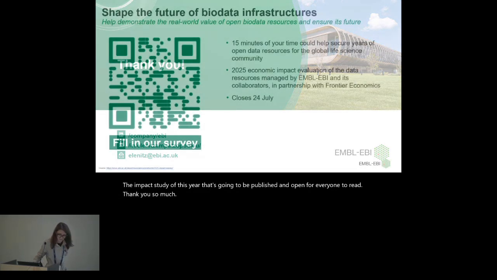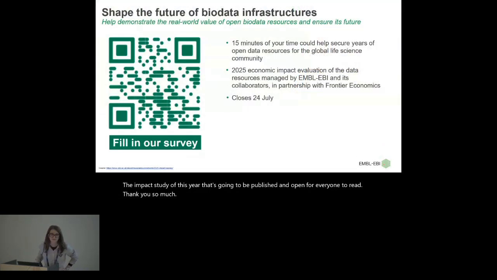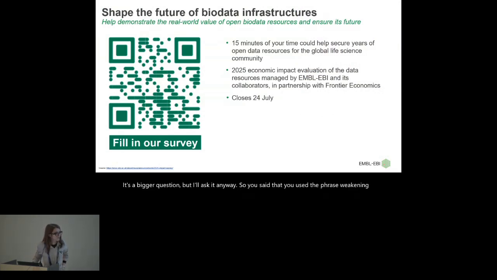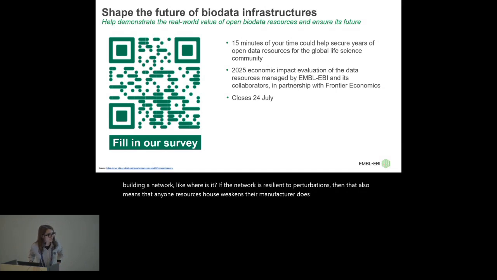Maybe time for just one quick question. I'll ask one, it's a bigger question, but I'll ask it anyway. So you used the phrase weakening counterfactuals, and I guess that's kind of the counterpoint to the point I made about building a network, right? Whereas if the network is resilient to perturbations, then that also means that any one resource perhaps weakens their counterfactual. Is that something that you're looking at in the EBI context?